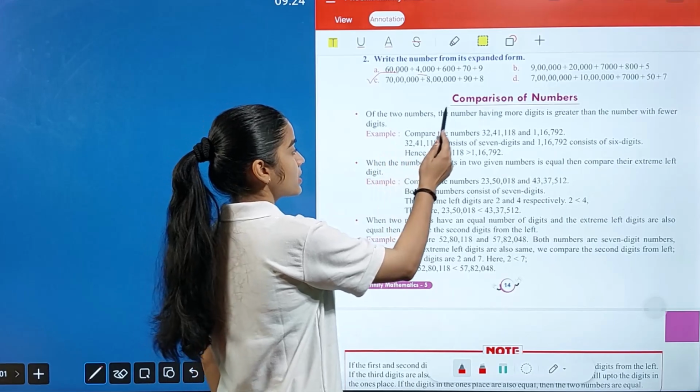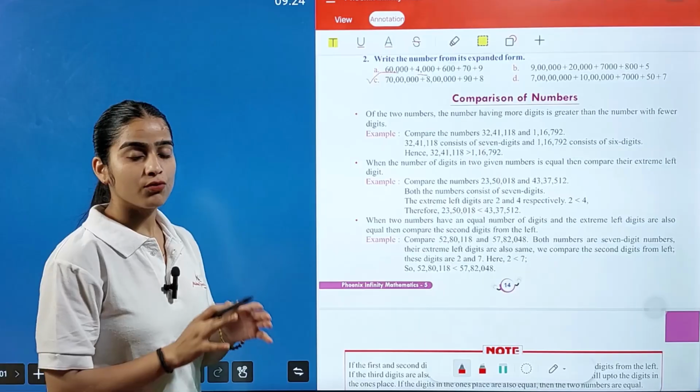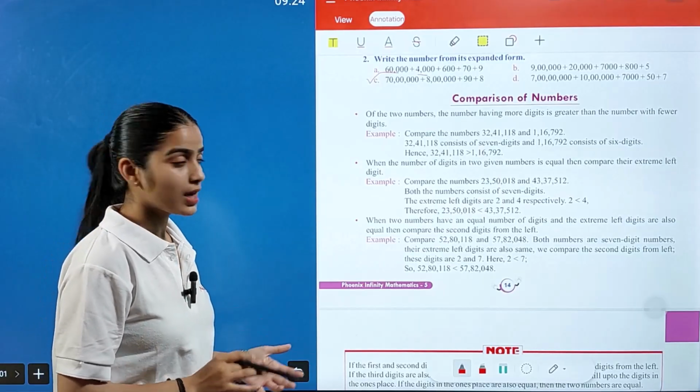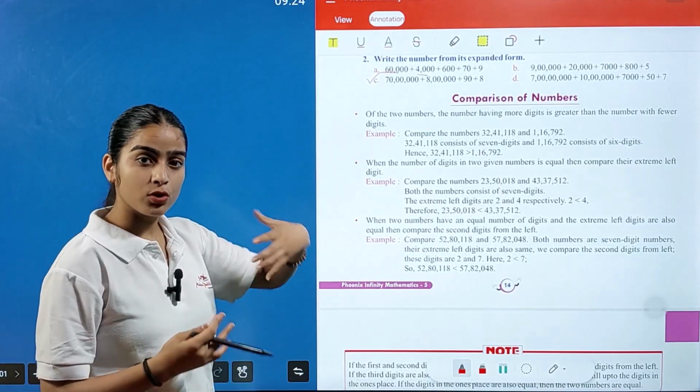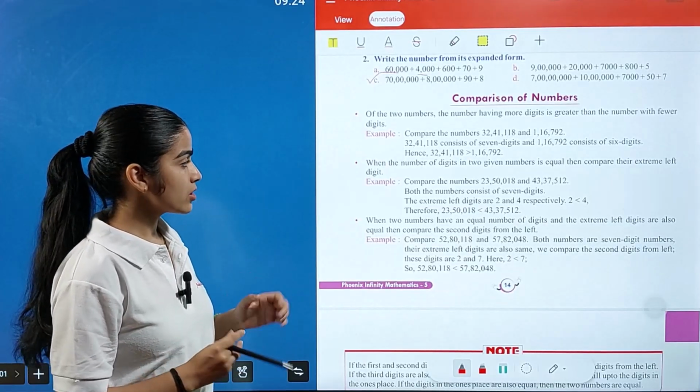Of the two numbers, the number having more digits is greater than the number with fewer digits. So the first rule for classification and comparison is that the number which has more digits is your greatest number, and the one which has fewer digits is your smallest number.